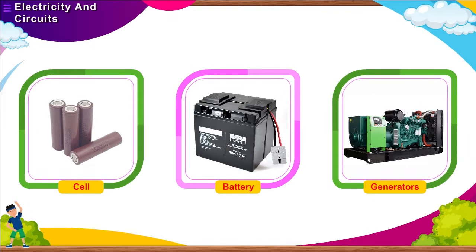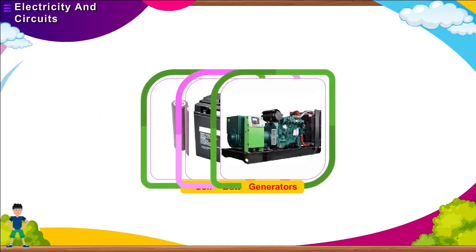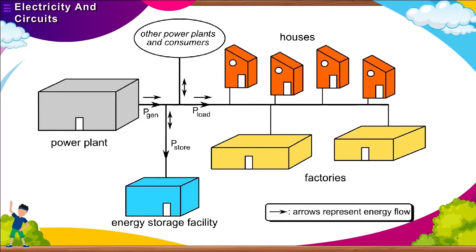Some common electricity-producing devices are cell, battery, generators, and so on. The sources required to make electricity may be renewable or non-renewable, but electricity is non-renewable. Electricity can be transformed into other types of energy as and when required. Electricity is supplied from power stations to different areas.